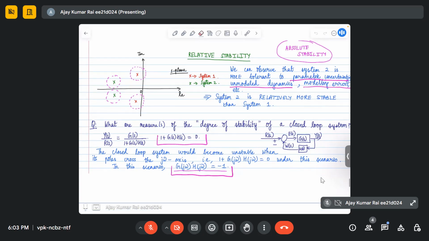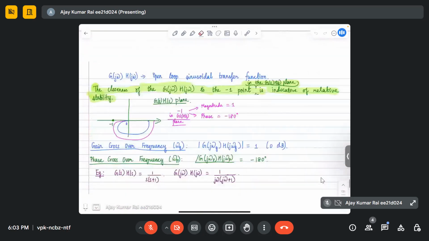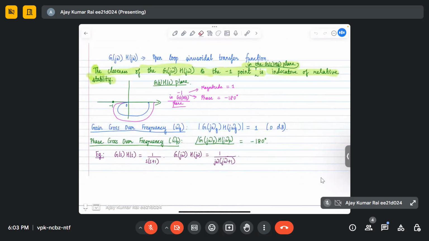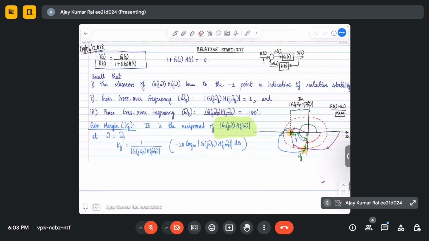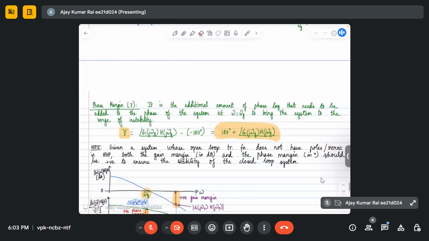So definitions are covered in this relative stability topic, where you cover the important terms like gain crossover frequency, phase crossover frequency, gain margin, and phase margin. We'll be using a lead compensator, lag compensator, or lead-lag compensator to compensate for what is missing in our plant transfer function, right? So it's very important you know the definitions of gain margin and phase margin. Particularly, we'll be using phase margin.